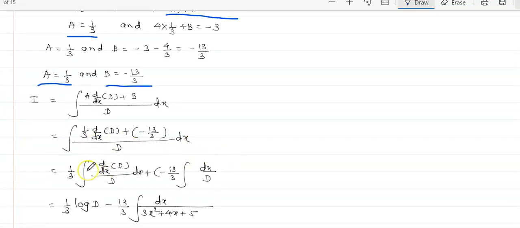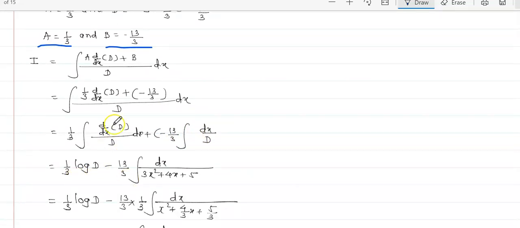Separate it, then you will get 1 by 3 d/dx of the denominator upon, d/dx plus b. What is the value of b? b is a minus 13 upon 3 dx upon d. It's very simple. Here f dash of x is on top, f of x is below. Its integral is a log of d.